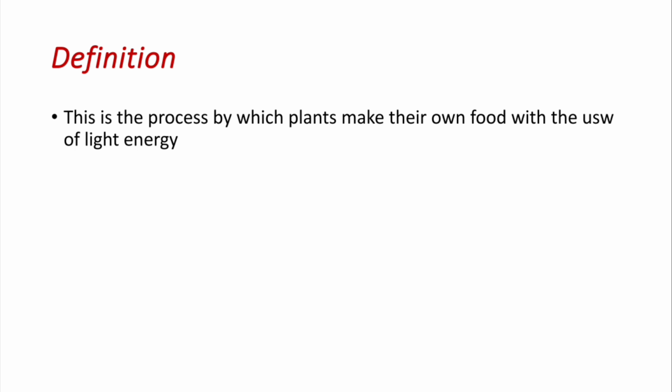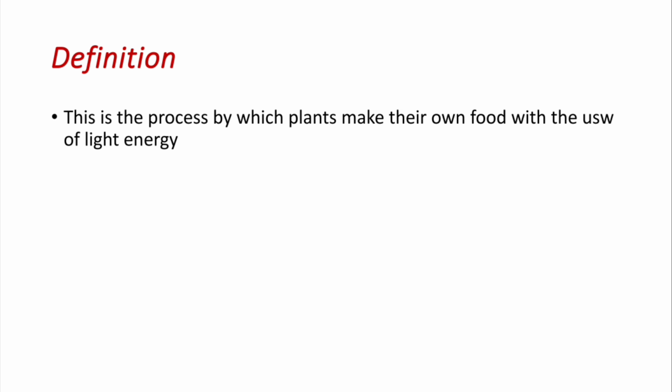Since they make their own food, then they are carrying out a type of nutrition known as autotrophic nutrition. Now, autotrophic nutrition is a type of nutrition where an organism makes its own food. And plants are examples of organisms that make their own food. Therefore, plants are carrying out autotrophic nutrition. Now, when you look at the definition, we're being told that plants use what? They use light energy. Okay, plants use light energy to make their own food.